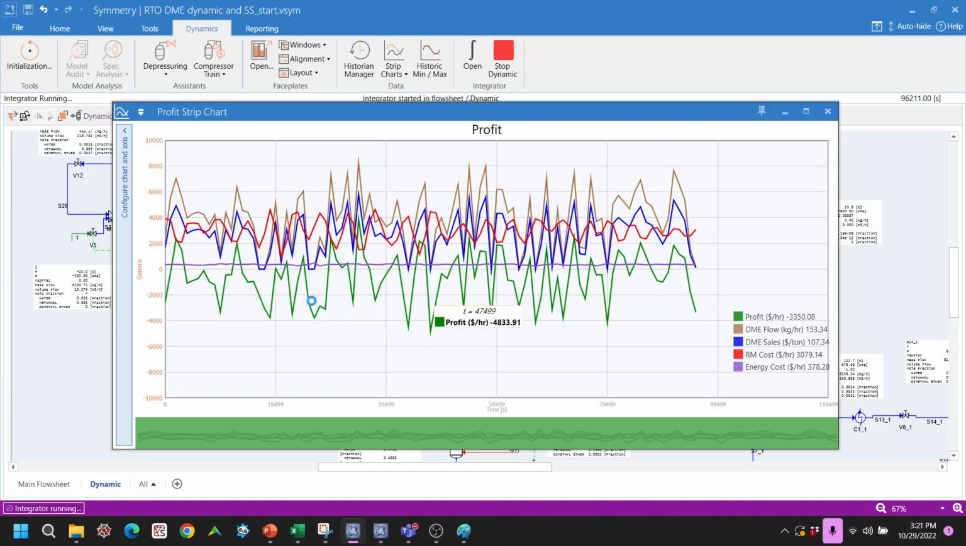The green one is the profit calculation. The DME flow, the product, is the brown line, and then DME sales is the blue line, and the raw material cost is the red line. The energy cost is somewhere here, which is relatively cheap compared to the material costs.